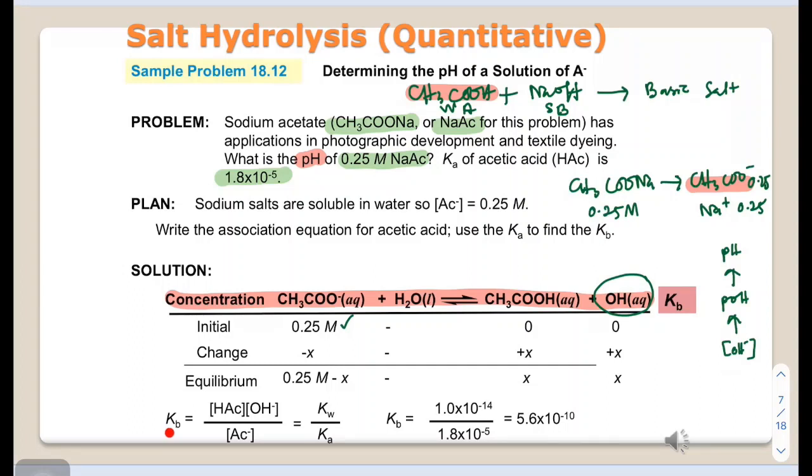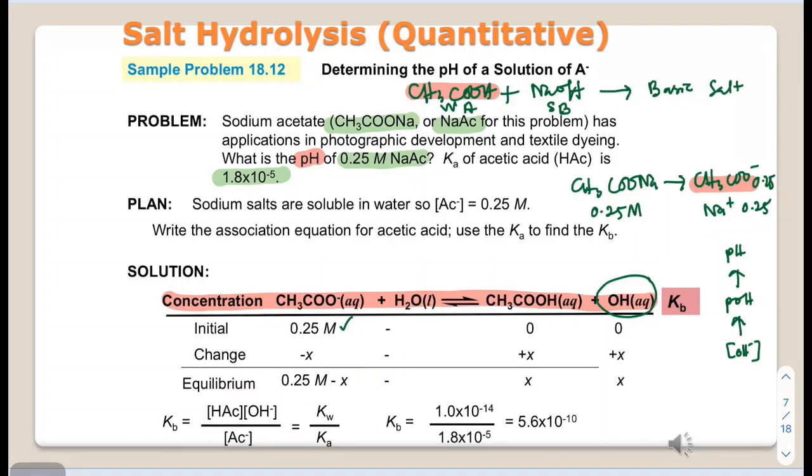To calculate, Kb is equal to Kw over Ka. And this Kb is also equal to the concentration of the hydroxide multiplied by the concentration of the acetic acid over the concentration of the acetate, as we have in the expression of K. So we calculate the Kb by Kw over the Ka that is given here, and we get Kb is 5.6 times 10 power of negative 10.